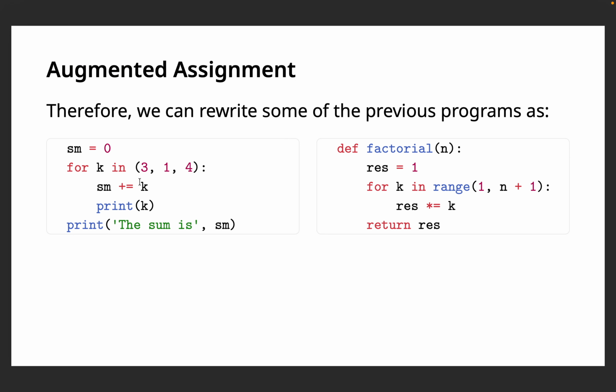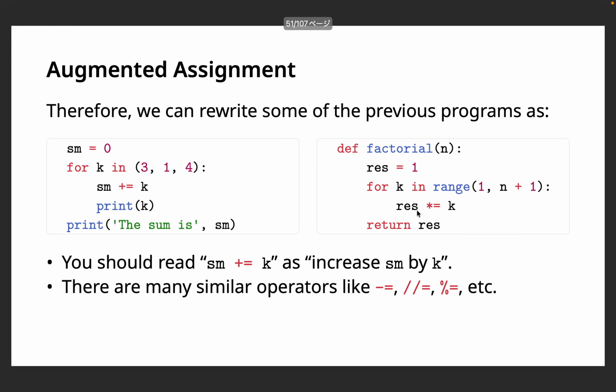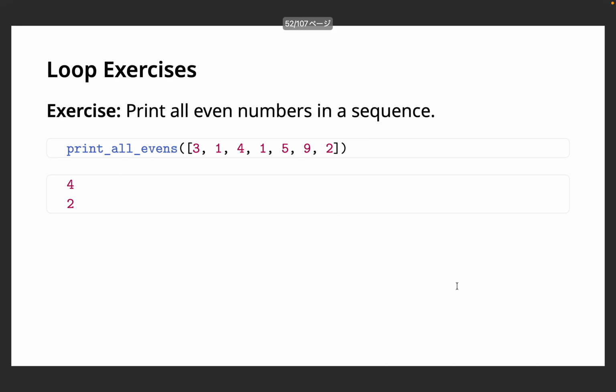So for the previous examples, we can slightly clean them up like this. We can use the augmented assignment instead of explicitly writing out the variable twice. Okay. So again, you can also do this for most of the other operators. Okay. So let's go through a few more examples first.